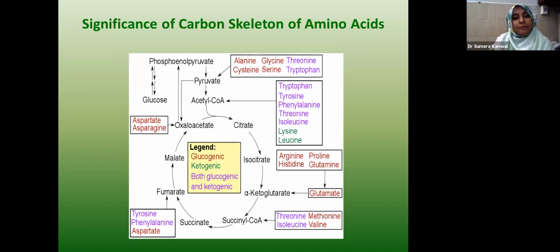So again, we have categorized different amino acids. The red color amino acids show the glucogenic amino acids. The names of the amino acids that are written in green color are ketogenic amino acids. And the amino acids that are written in purple color are glucogenic and ketogenic both in nature.